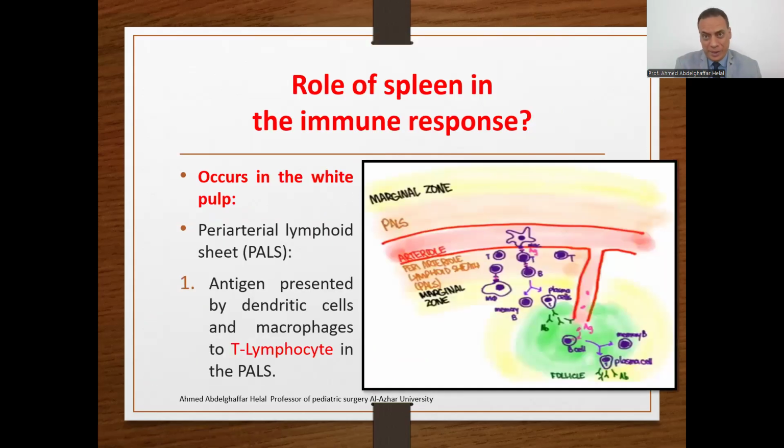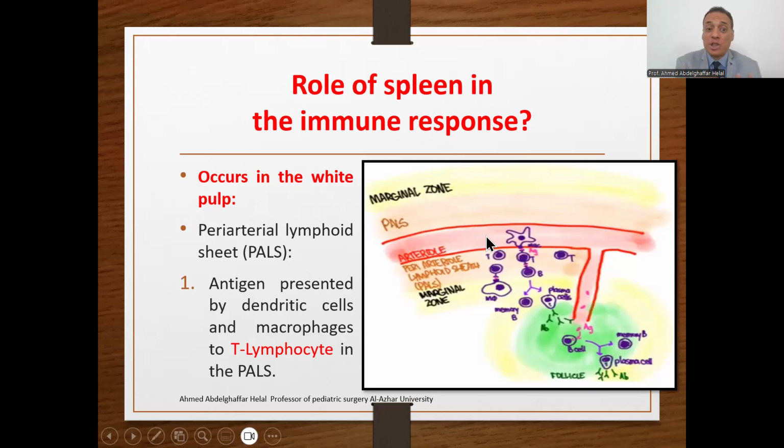So to summarize, let's imagine the role of the spleen in the immune response. Actually, mainly this occurs in the white pulp of the spleen. Imagine that the blood here contains a virus. This is the white pulp, this is the marginal zone, and here we are inside the white pulp, and this is the lymphoid follicle. What happens?